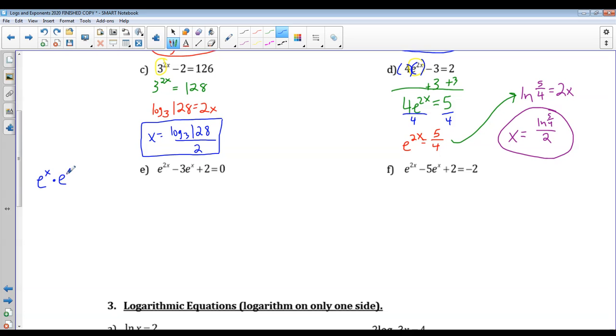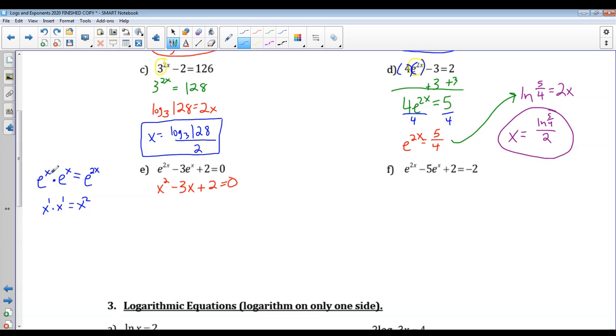E to the 2x, if you work backwards, is the same thing as e to the x times e to the x, right? When we talked about multiplying terms with the same base, we add the exponents. So that's another way to think about e to the 2x power. That's really the same thing as x to the first times x to the first, which is x to the second. So when you see a question set up like this, you can just think about it as a quadratic. You can think about it as if it's an e term squared, basically, x squared minus 3x plus 2 equals 0.